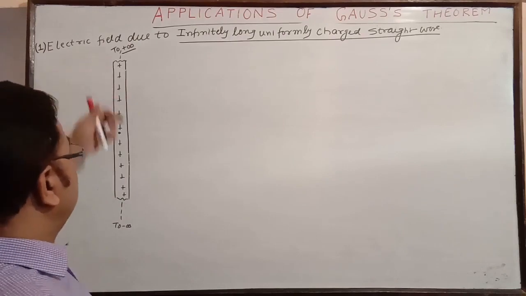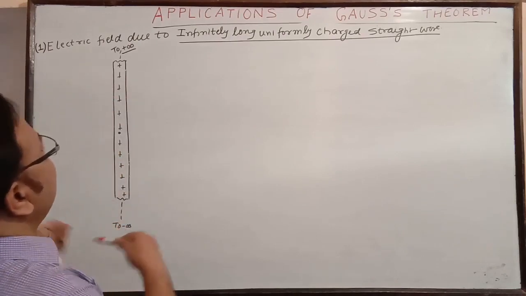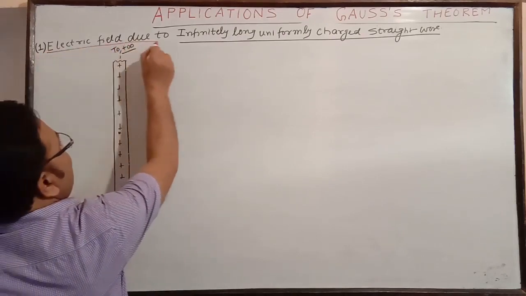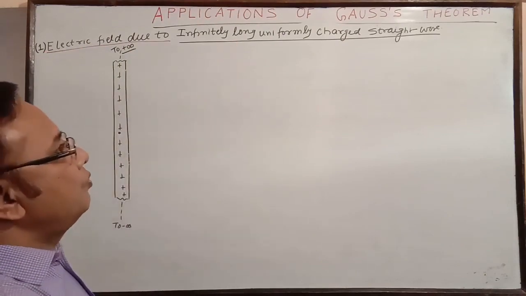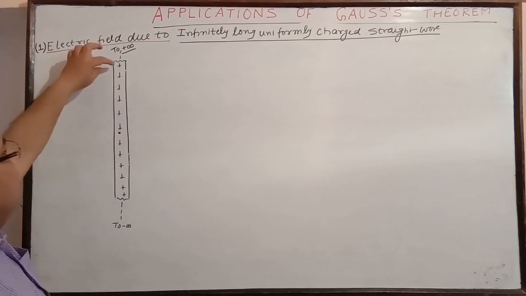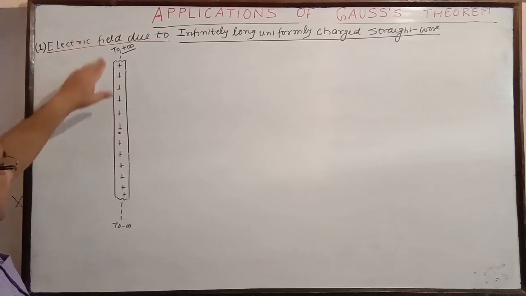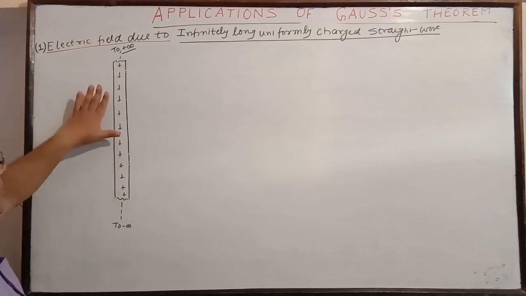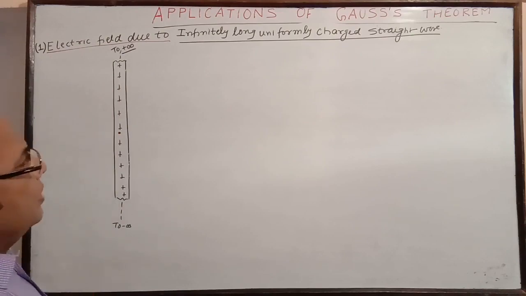Now we are here with electric field due to infinitely long uniformly charged straight wire. Of course thin. So this is the wire of infinite length. It is uniformly charged. Right now I am taking positive, but we can change the sign as per our requirement.